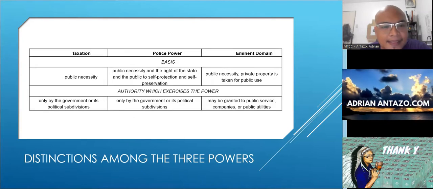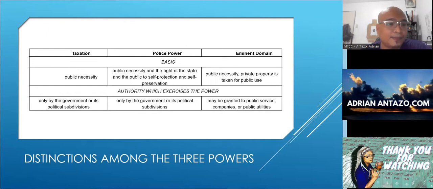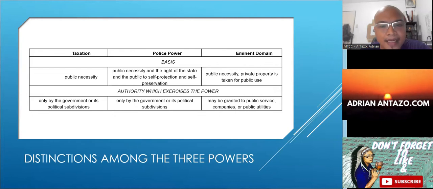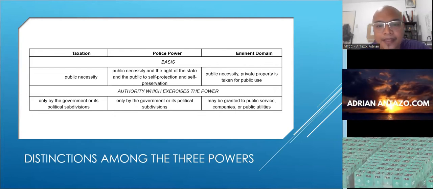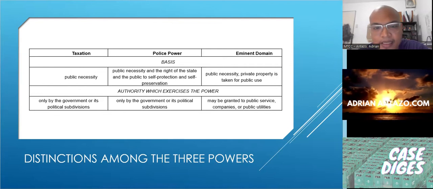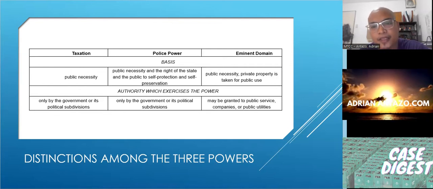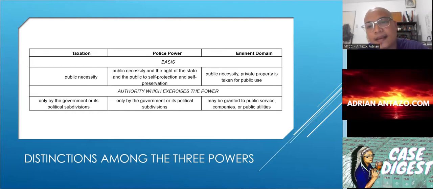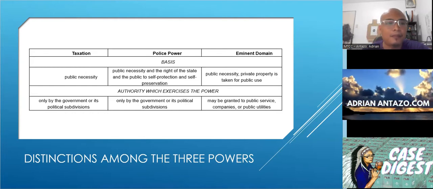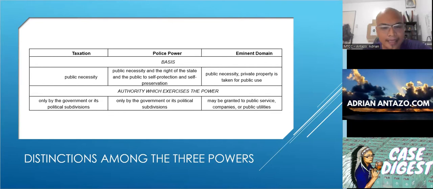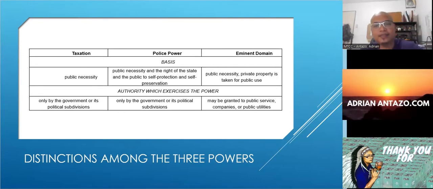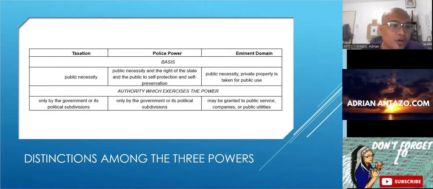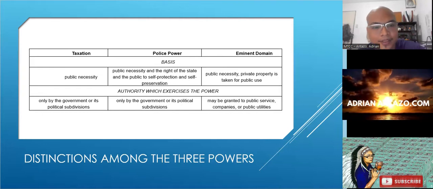And lastly, we have the basis. So the basis for taxation is public necessity, because if we don't have any taxes, our government will be paralyzed. While for police power, public necessity and the right of the state and the public to self-protect and self-preserve. While for eminent domain, public necessity, private property is taken for public use. And lastly, for authority, which is the exercise of the power, only the government or the political subdivision, such as your local government, can implement taxation.